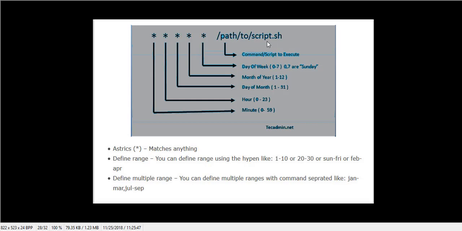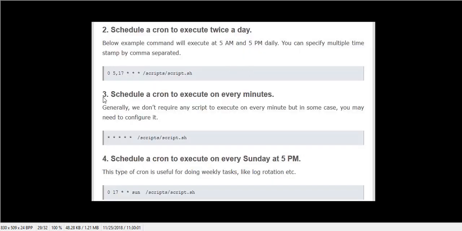The asterisk matches anything. So the first one refers to the minute of the day, the next one is the hour of the day, and then the day of the month, the month of the year, and the day of the week. So some examples. 0, 5, 17, star, star, star is going to run a script at 5 a.m. and at 5 p.m. because 17 is, of course, the 17th hour of the day. Running every minute, of course, would be 5 asterisks there.